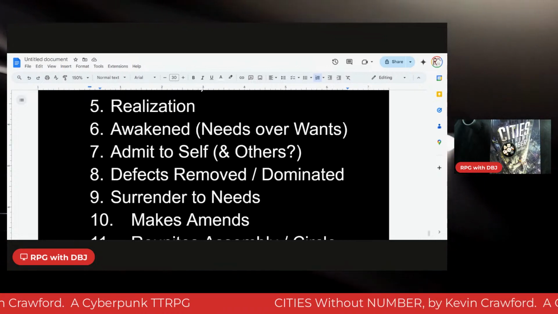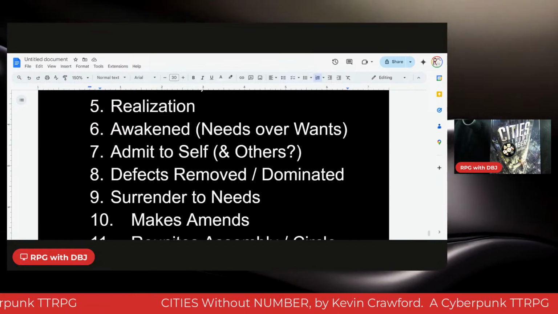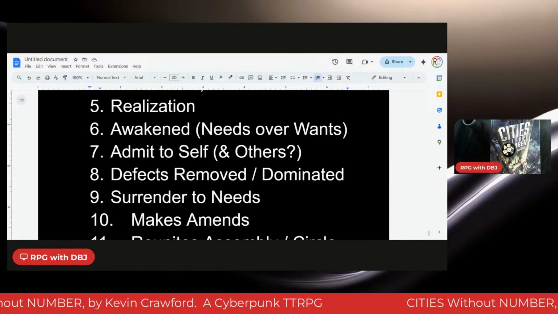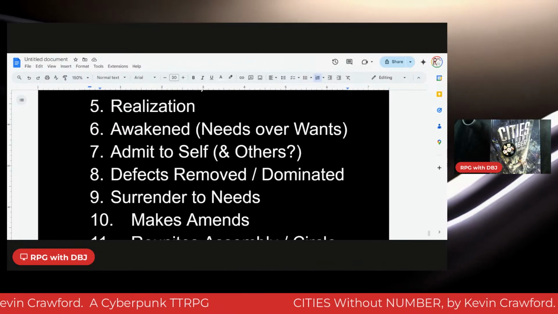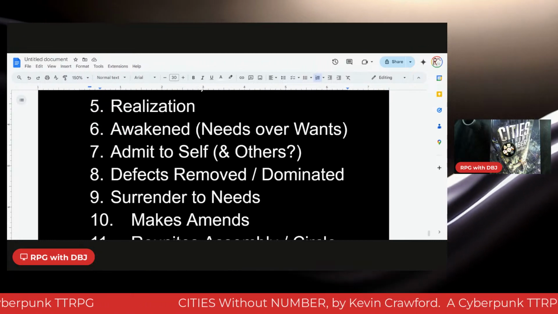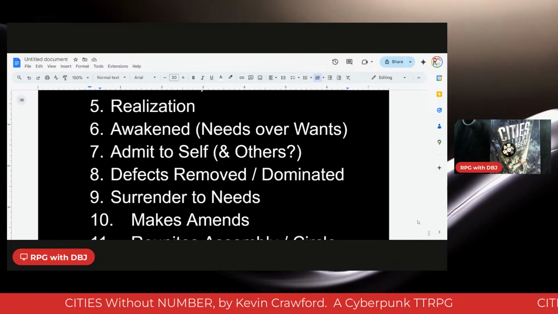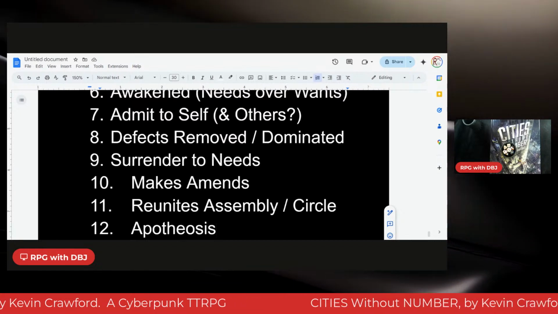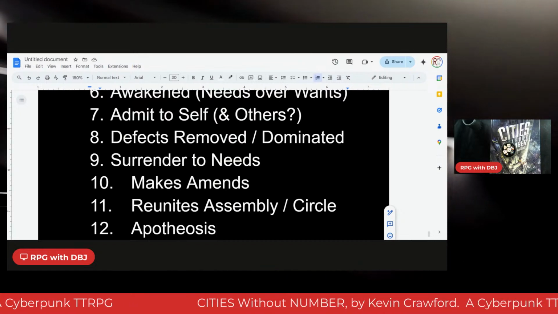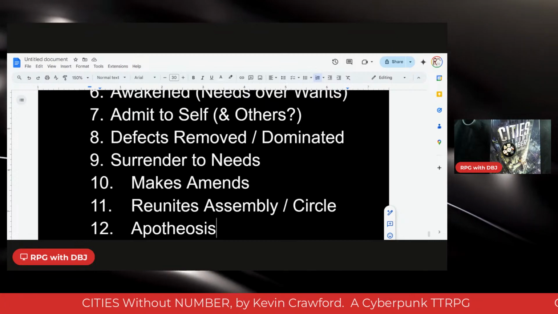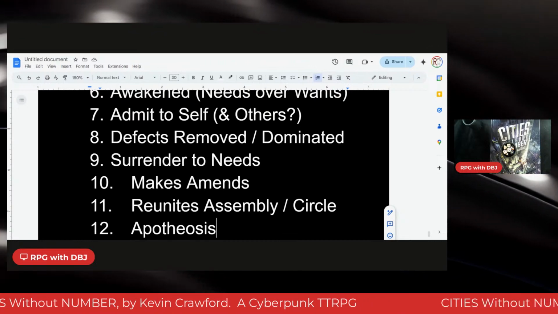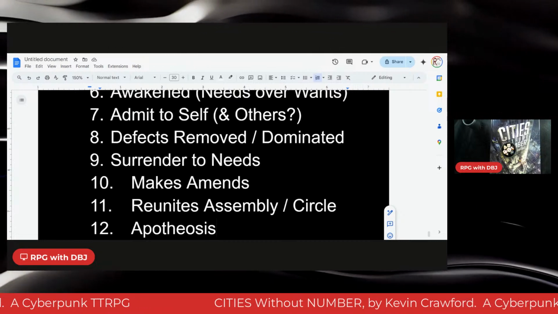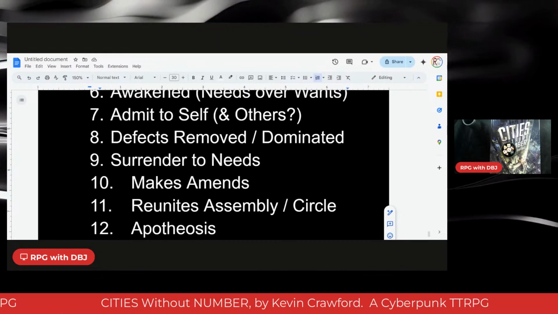Sometimes they admit it to themselves and they go about fixing it. Sometimes there's an actual conversation that happens about admitting that they have a need in them, and they admit it to the other characters. Then in our story, we have defects removed or dominated. So whatever it was that they wanted, they somehow placate that part. They either push it down or get rid of it.